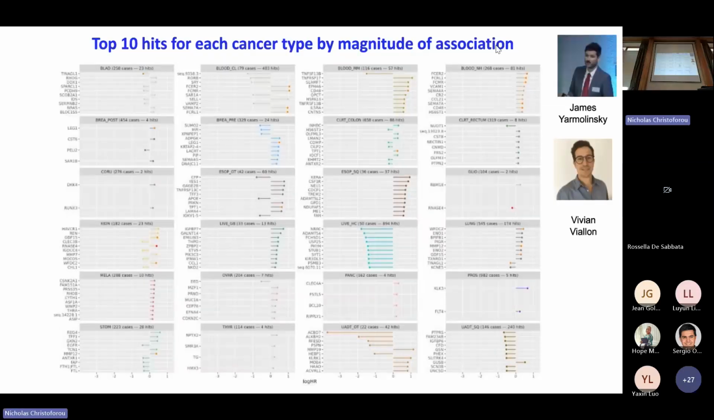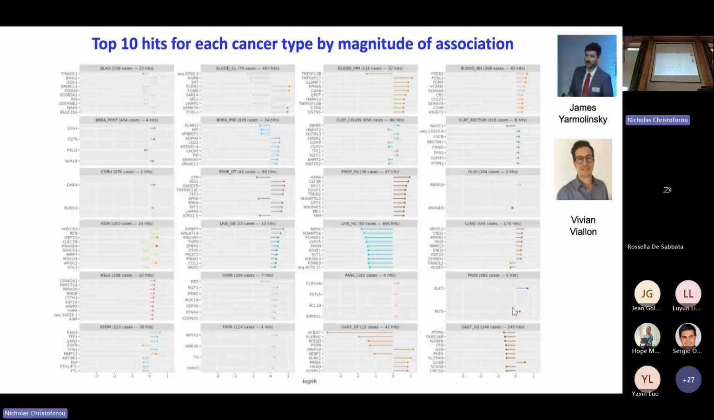Okay, this is not very clear at all, sorry about this. But essentially what we're showing here is, for the different cancer types which have been evaluated, the top 10 hits for each cancer type by magnitude of association. This is a pan-cancer analysis, which has been led by James Yarmolinsky, who was here before, and Vivian Viallon. Although you can't see very clearly, we do see a lot of heterogeneity by cancer type. As I said, for some cancers we see a lot of associations, so this is liver cancer here, or HCC. Then for others, such as prostate, we see very few.